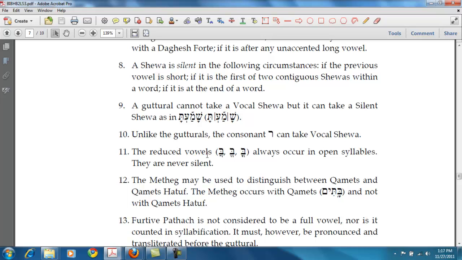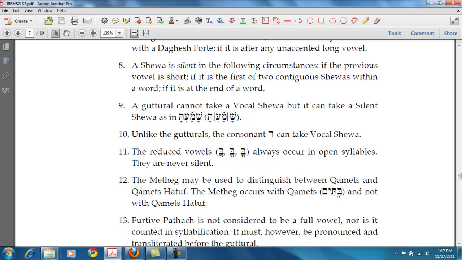Now the reduced vowels: you've got the hatef patach, hatef segol, and hatef qamets. They always occur in open syllables. They are never silent, so these are vocal. These usually tend to come in the propretonic syllables.